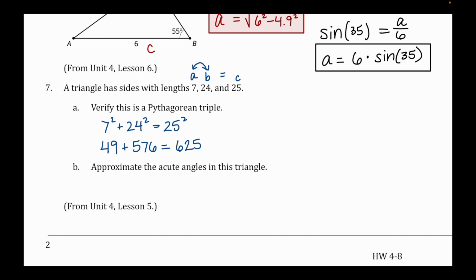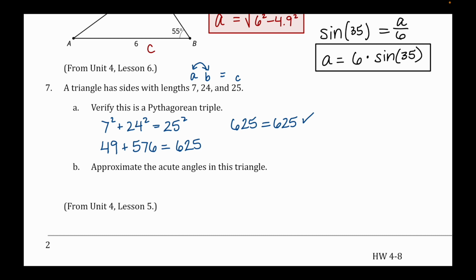So now we're just going to verify that 49 plus 576 is 625. So 625 is equal to 625. Both sides are balanced. We have verified it. Okay, now the next part is to approximate the acute angles. This says approximate, not use sine, cosine, and tangent to find them exactly.